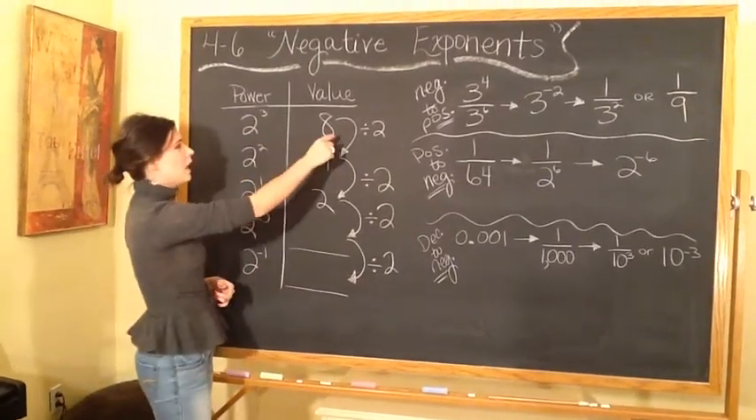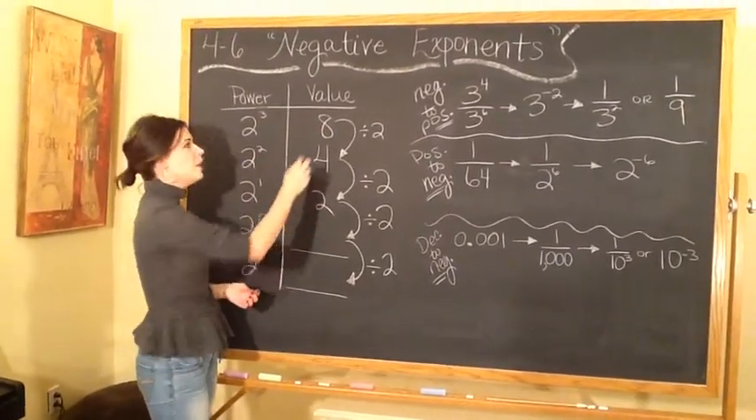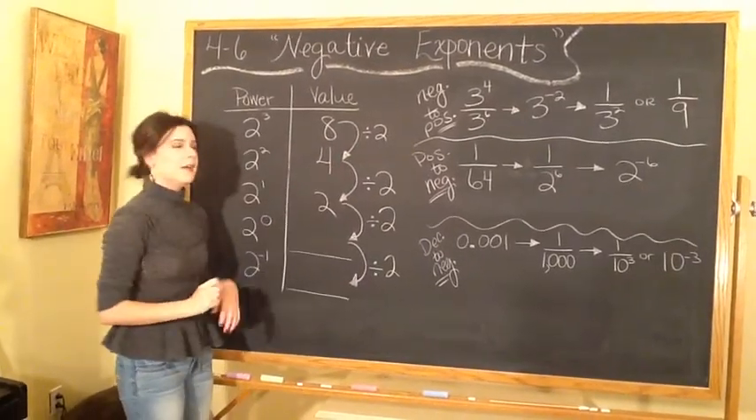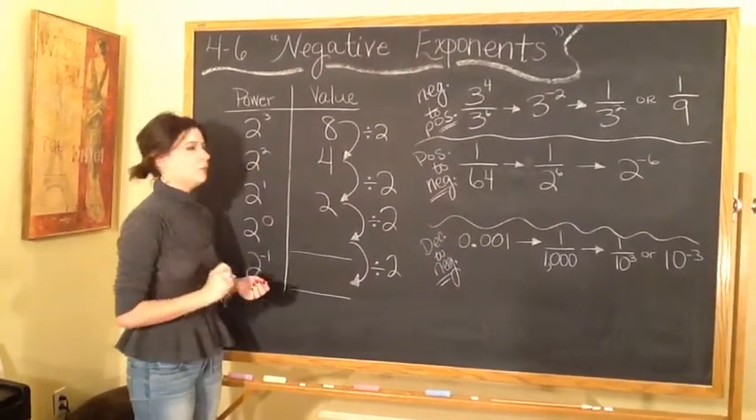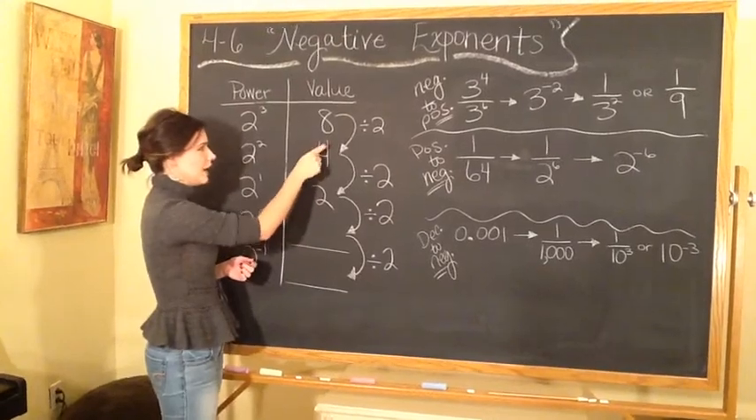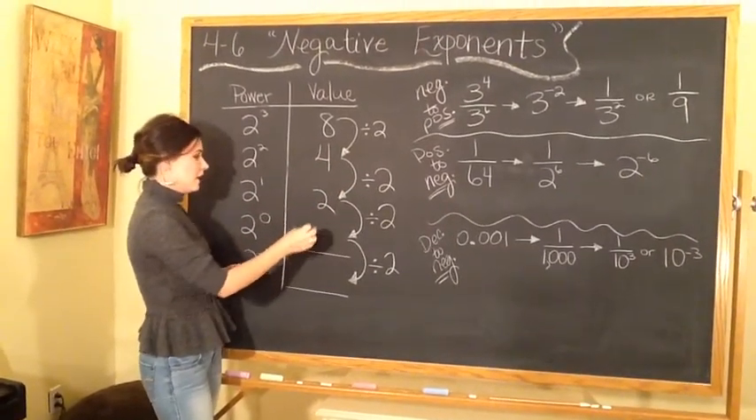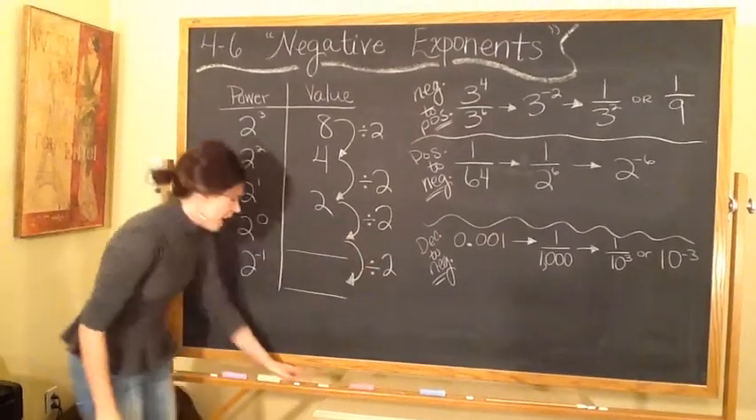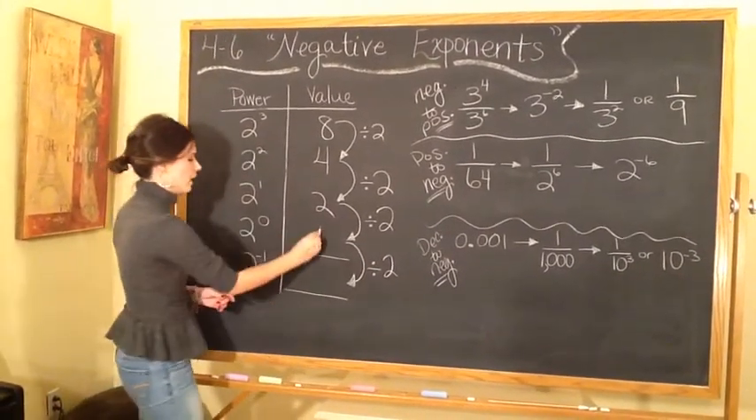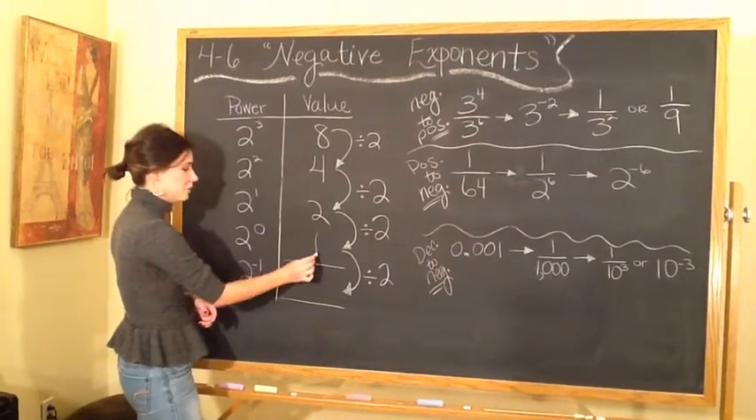Every time we do one less power, we're dividing by 2, because that means there's one less 2 in the next one. So we're going to divide 8 by 2 and get 4. Divide 4 by 2 and get 2. And then if I divide 2 by 2, I'm going to get 1. So 2 to the 0 power is 1.